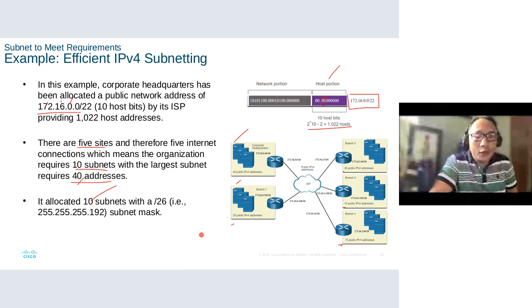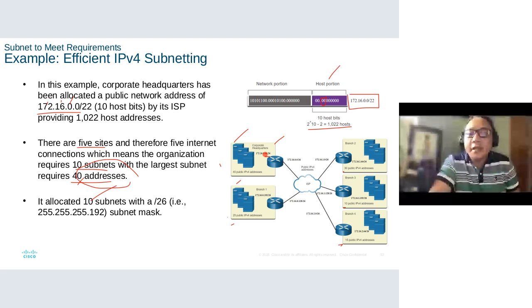2 raised to 6 is 64. Therefore, pasok na pasok yung 40 addresses doon sa largest subnet natin. Kaya /26, 64 yung kanyang interval din, no? Makikita nyo that 64 yung interval, no?